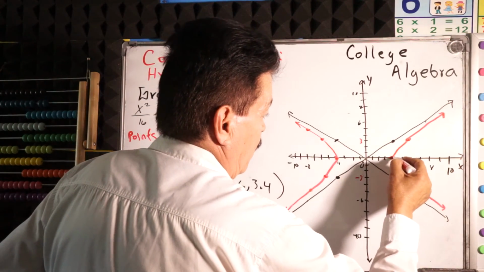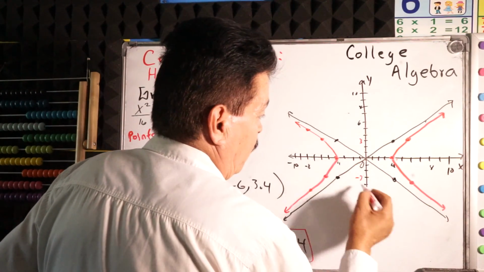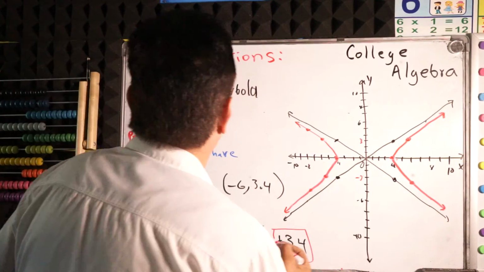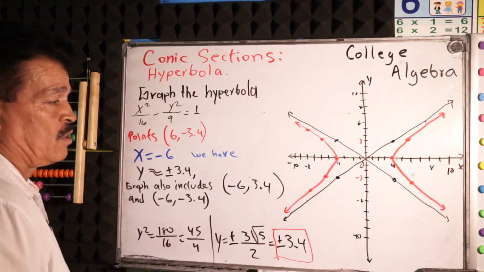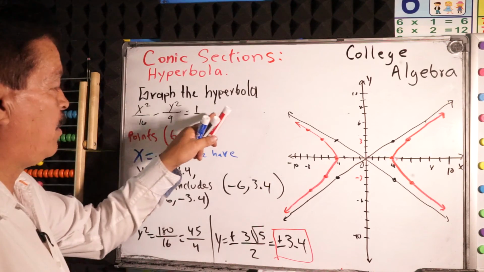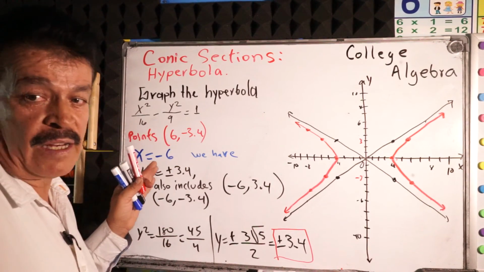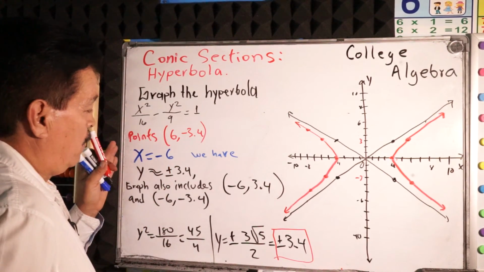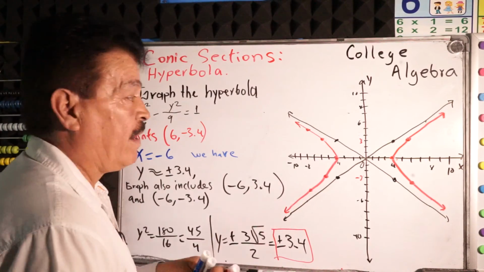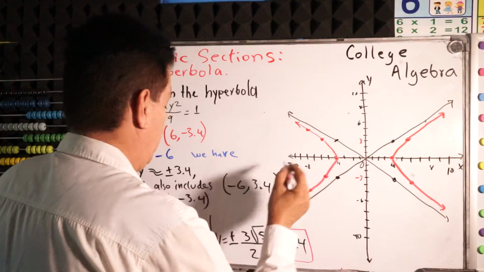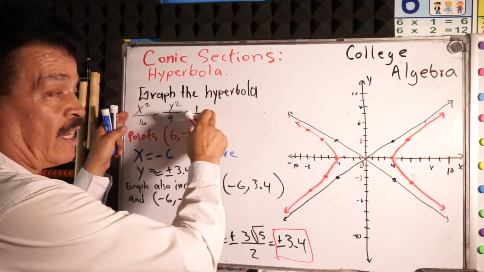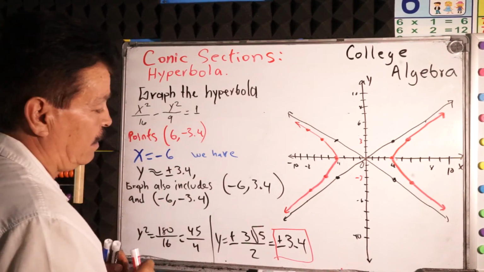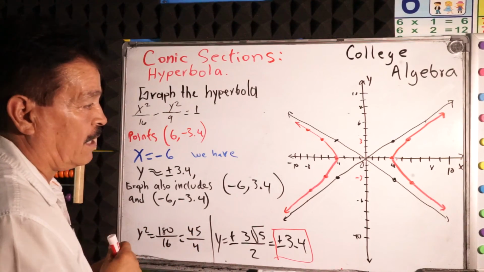The question is asking us to graph the hyperbola, so we need to make the graph of this hyperbola. The little problem is how to find the points. But you have the formula explained here. This is the equation of the hyperbola. Then you substitute the numbers, and that's it.